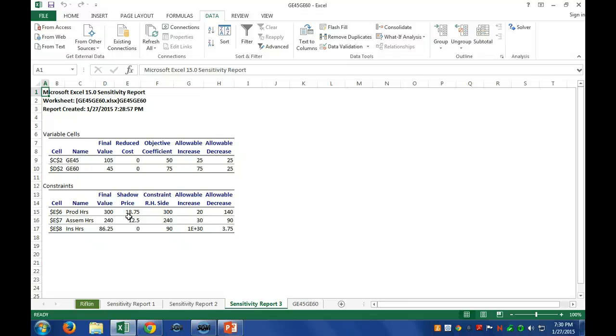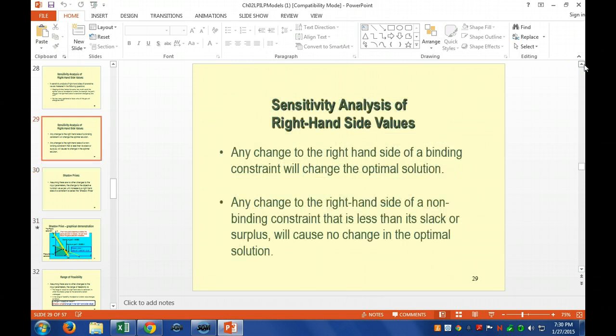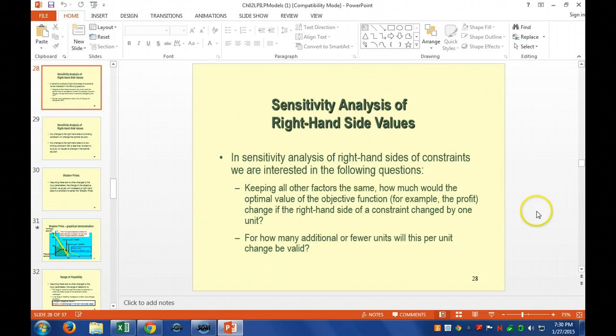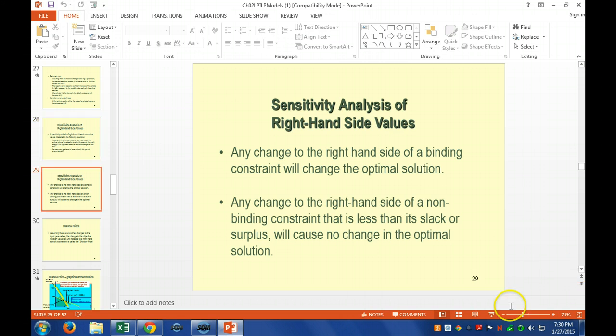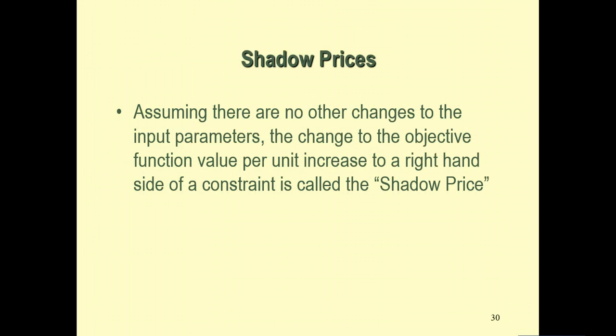All right. So let's look at the slides, okay? I'm going to try to understand this through the slides. So I try to show it first and then go to the slides. I think that helps. So it says the shadow price is this. Assuming there are no other changes to the input parameters, the change to the objective function value per unit increase to a right-hand side of a constraint is called the shadow price.